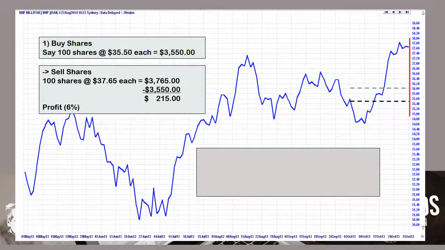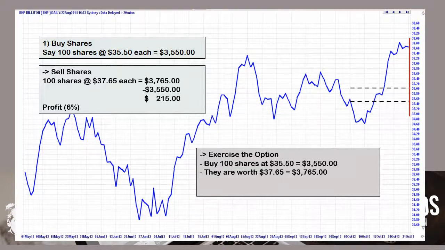What does this look like in the options case? Let's have a look. You have the right to exercise this option. So you can buy those shares for $35.50. So you pay those $3,550. They are, however, worth $3,765, like in the other scenario. You have to subtract the $50 you paid for the option, but that means you can keep the profit of $165. Now, that's not bad, because that's a 230% profit, given that you only paid $50 for the option.